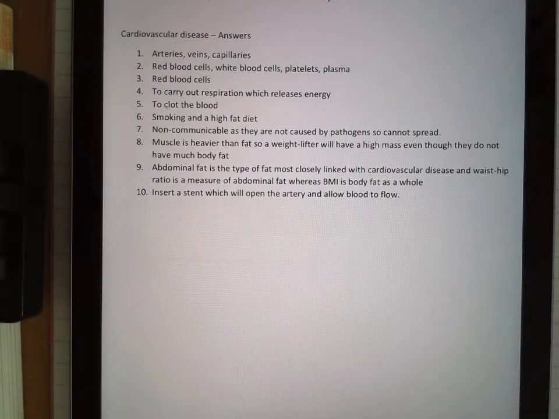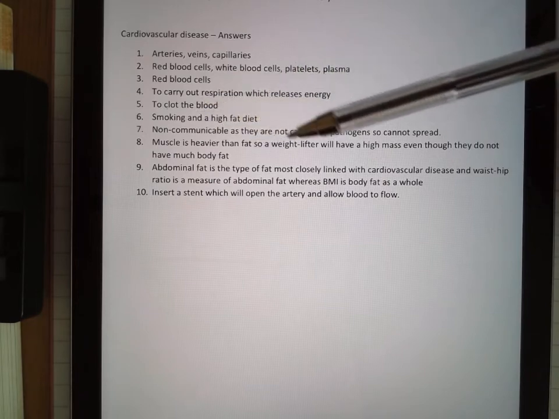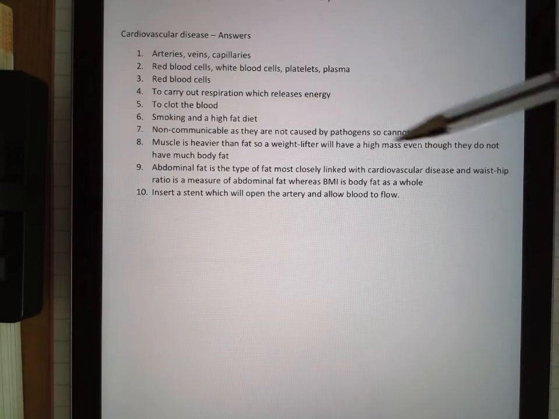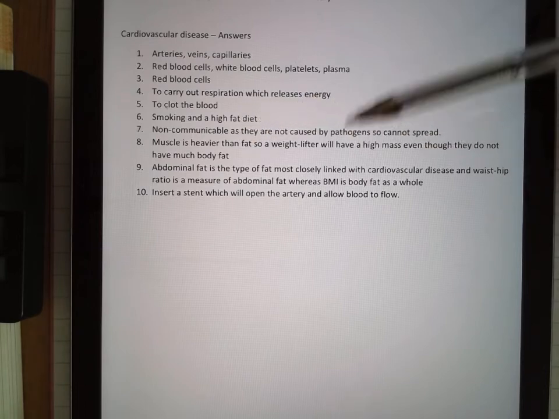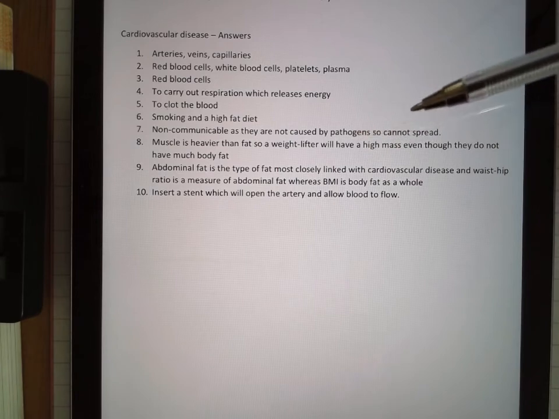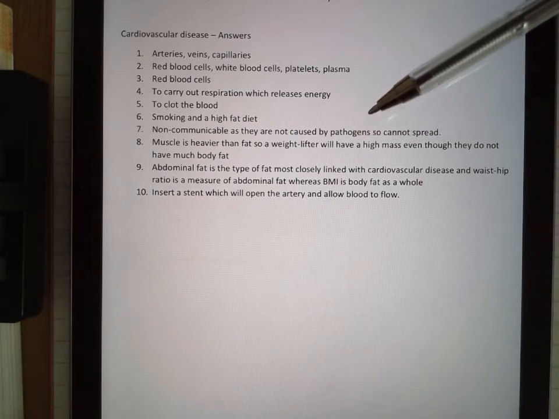The first few should be self-explanatory. It's just straight from the notes that we took down. In number 7, when you're saying that it's non-communicable, make sure you're saying why. Okay, so the reason heart disease doesn't spread from one person to another is because it's not caused by pathogens. Remember, it's the pathogens, the viruses, the bacteria, the protists, they're what can spread. If cardiovascular diseases are caused by lifestyle choices, which we've seen, that's not going to spread from one person to another.